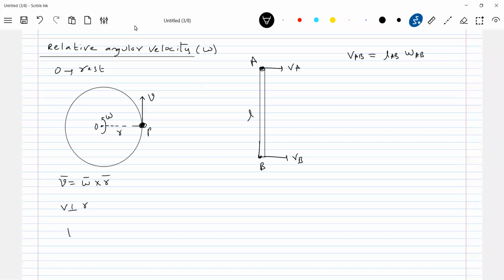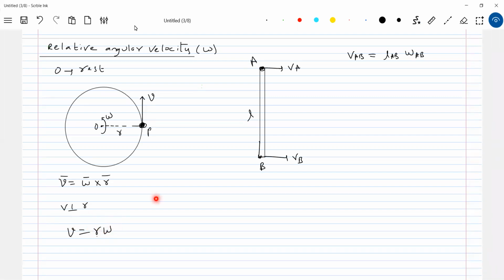V equal to R omega. How we write? Velocity of particle P with respect to O is equal to position of particle P with respect to O, times angular velocity of P with respect to O. The interpretation is like this. Since O was at rest, we didn't bother. Velocity of P with respect to O, position of particle P with respect to O, then angular velocity of P with respect to O. So that was the interpretation of that.